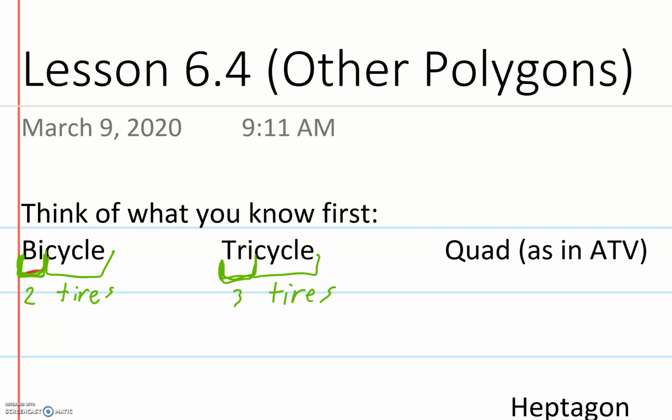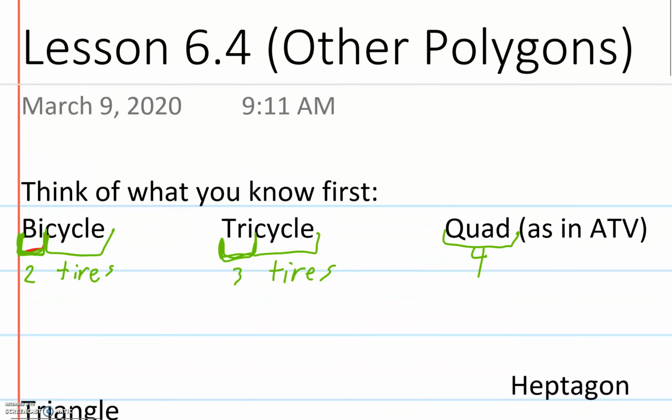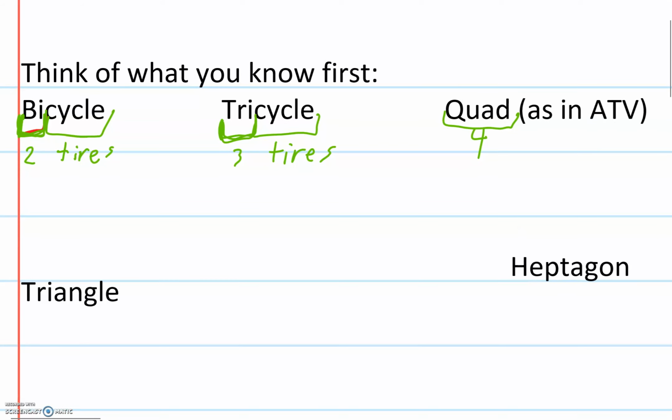And think about a quad, like an ATV, an all-terrain vehicle. A quad has how many tires? Well, it has four, so quad means four. I don't think anyone says quad cycle, but you could really think of it as that. So we have some idea that bi means two, tri means three, quad means four, and so let's convert that into shapes a little bit here.